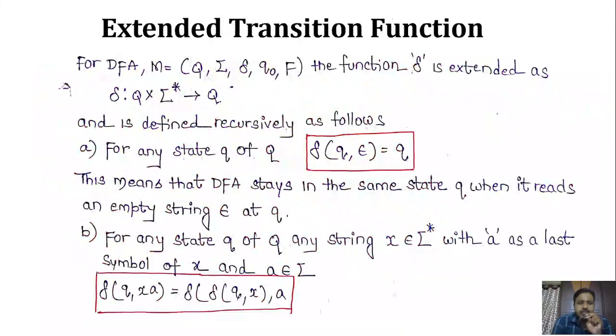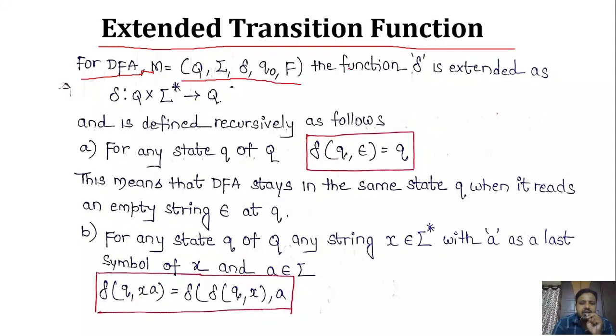Okay, next one. This is also one of the most important concepts, which is called the extended transition function. Here we are going to give the mathematical representation of a string which is processed from q naught, in the form of the delta transition function. So consider that here I have written, for a DFA M equal to Q comma sigma comma delta comma q naught comma F.